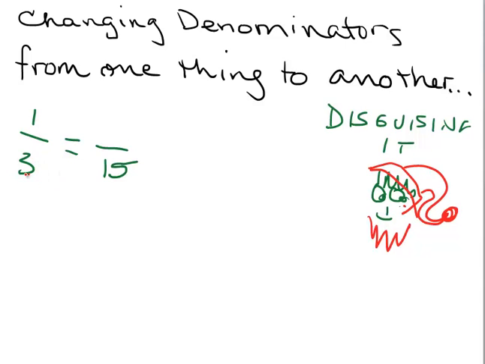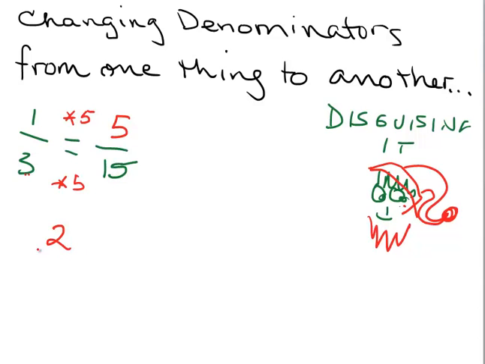1/3, to get from 3 to 15, I need to multiply by 5. And what I do to the denominator, I'm going to do to the numerator. So my new dressed up version of 1/3 is 5/15. We do the same thing when we have radicals in the denominator.